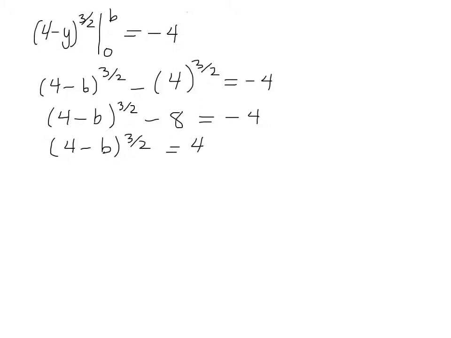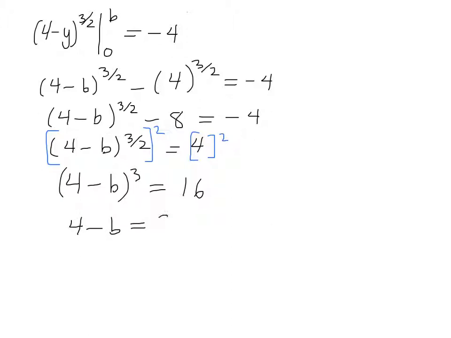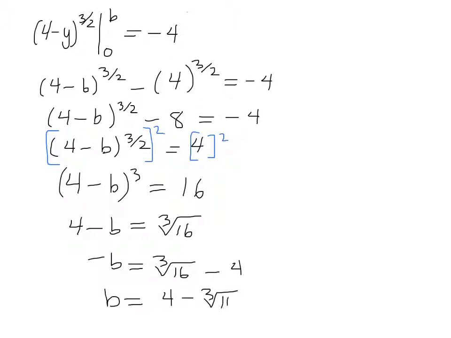And now it's just an exercise in Algebra 2. So first you will take both sides and square them, which gives you 4 minus b cubed is equal to 16. Next you will cube root. So 4 minus b will equal the cube root of 16. Take away 4, -b will be the cube root of 16 minus 4. Divide by -1, and b will equal 4 minus the cube root of 16.